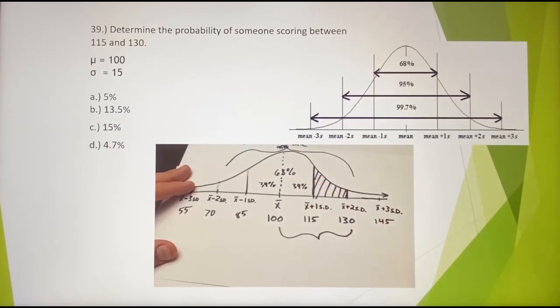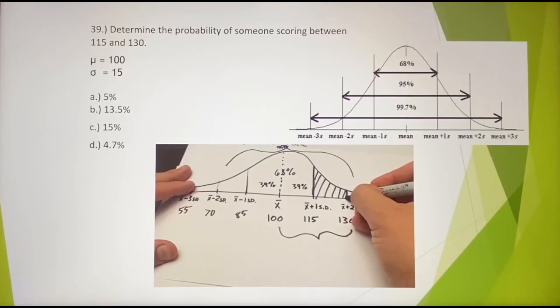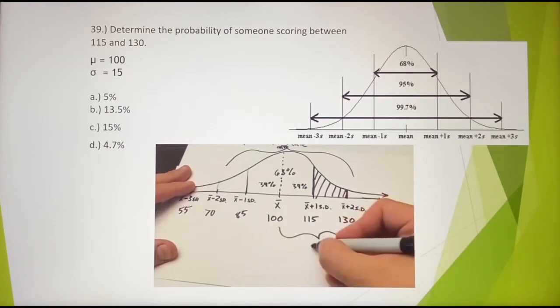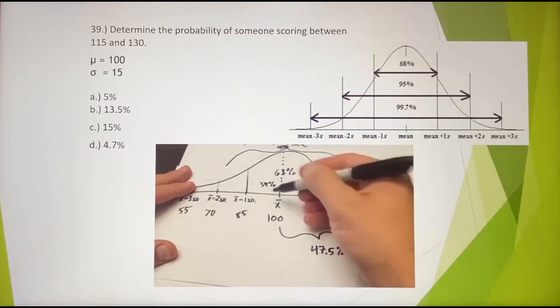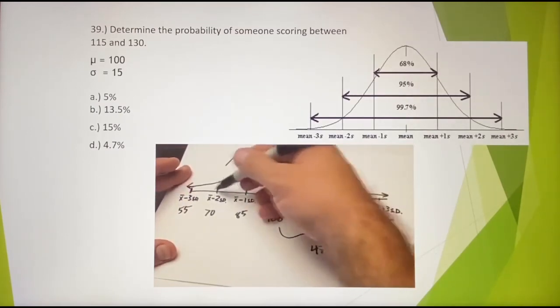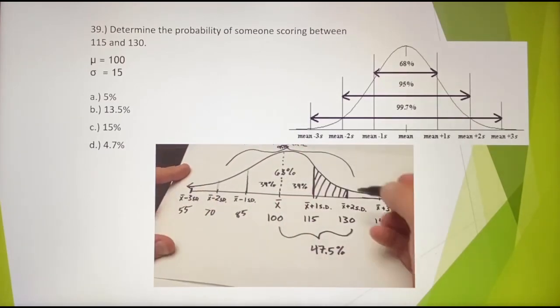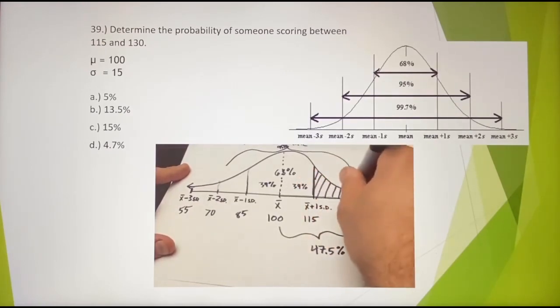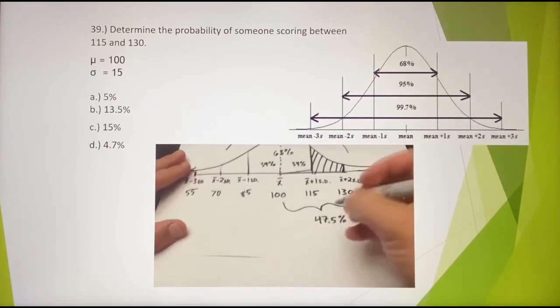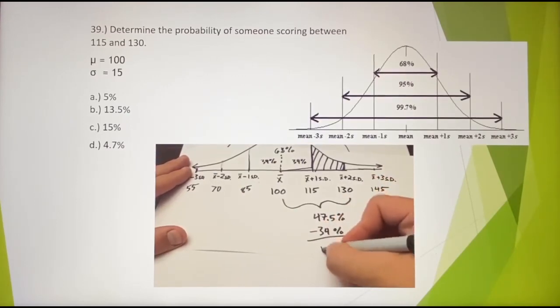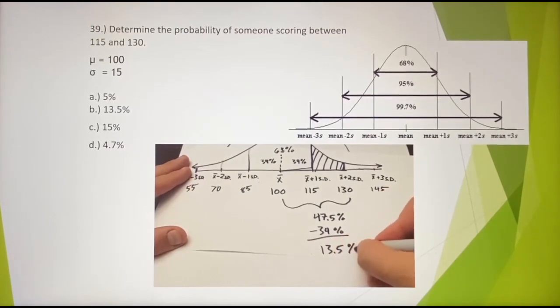from the mean up to the second standard deviation, that's going to give me half of the 95. So that's going to be 47.5% above the mean, and then 47.5% below the mean to the 2 standard deviations away from the mean that way as well. So if I know that from here to here I have 47.5, but from here to here I only have 34, then if I just take that away, that leaves 13.5%.